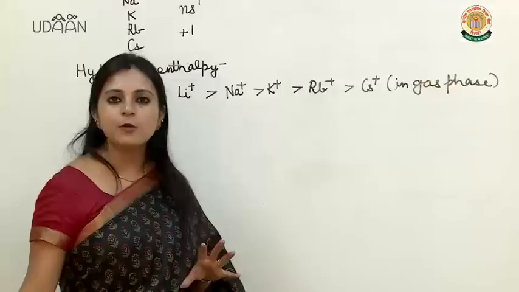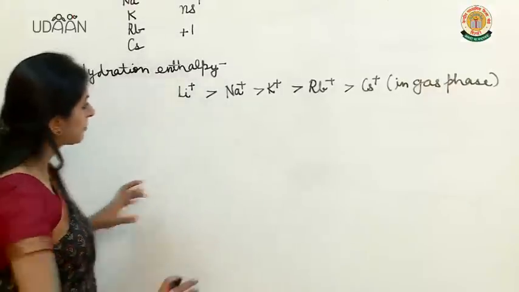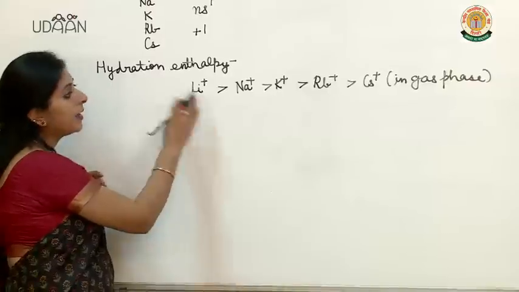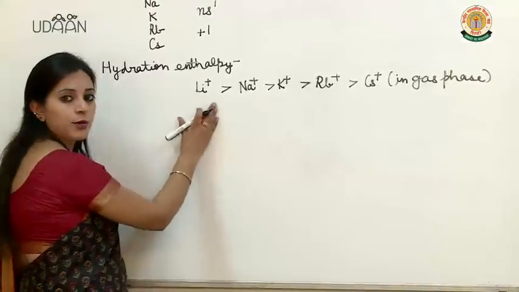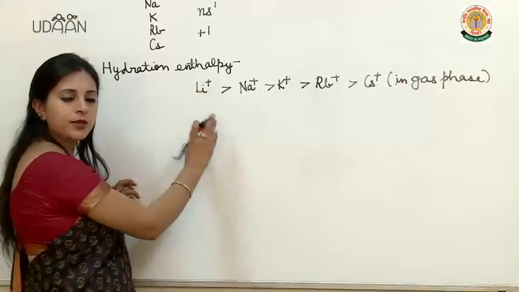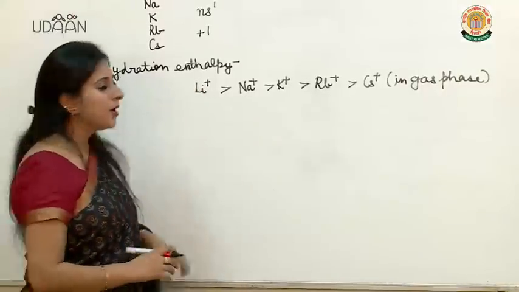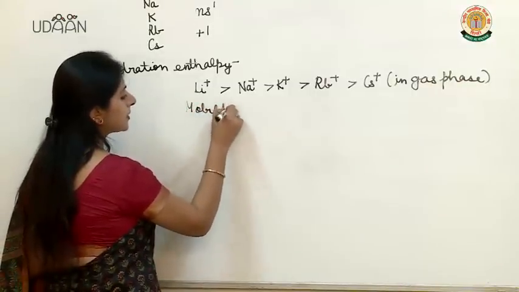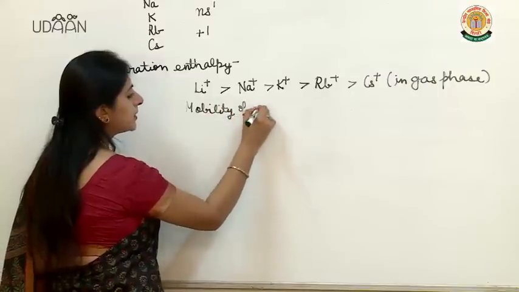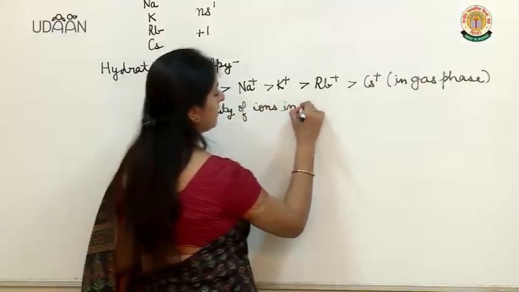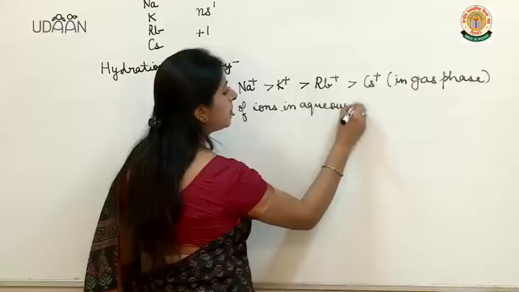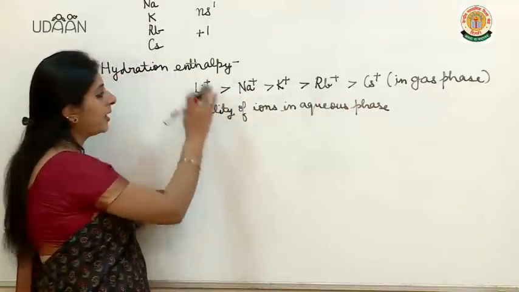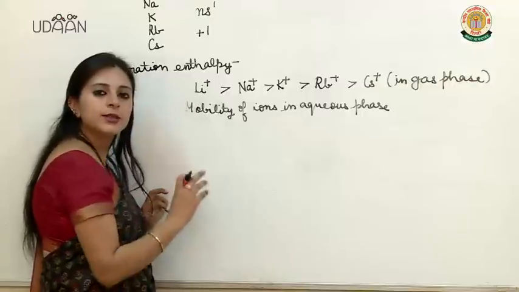Now in aqueous phase, what happens is that lithium would not have the smallest size, because in aqueous phase lithium, being small in size, would be heavily hydrated. Now if we talk about the mobility of ions in aqueous phase: if I talk about the mobility of ions in gas phase, this is my order, because in gas phase lithium is the smallest in size.